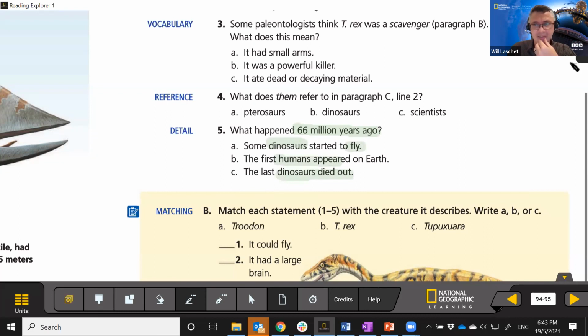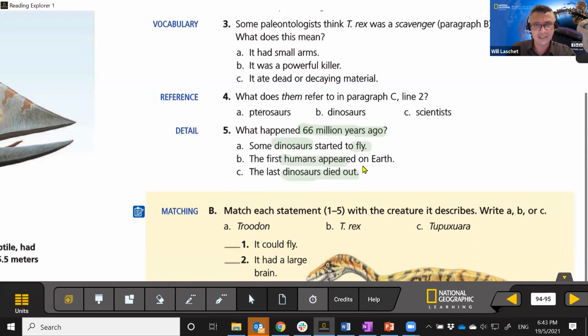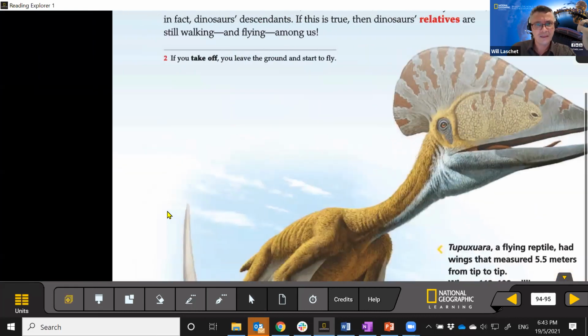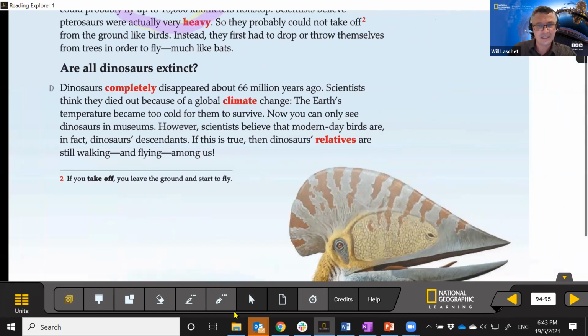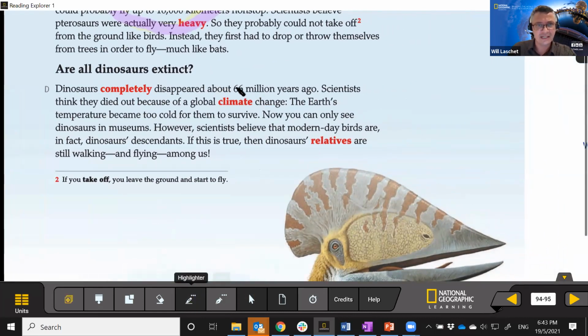Always get our students to highlight those keywords. Let's go back over here and look for 66 million years ago. I can see it here. And then what can we see? It says dinosaurs disappeared. And then we've got here, scientists believe they, which is referencing the dinosaurs, and we've got here died out. So we can see this 66 million is talking about dinosaurs dying out. So the answer is C.